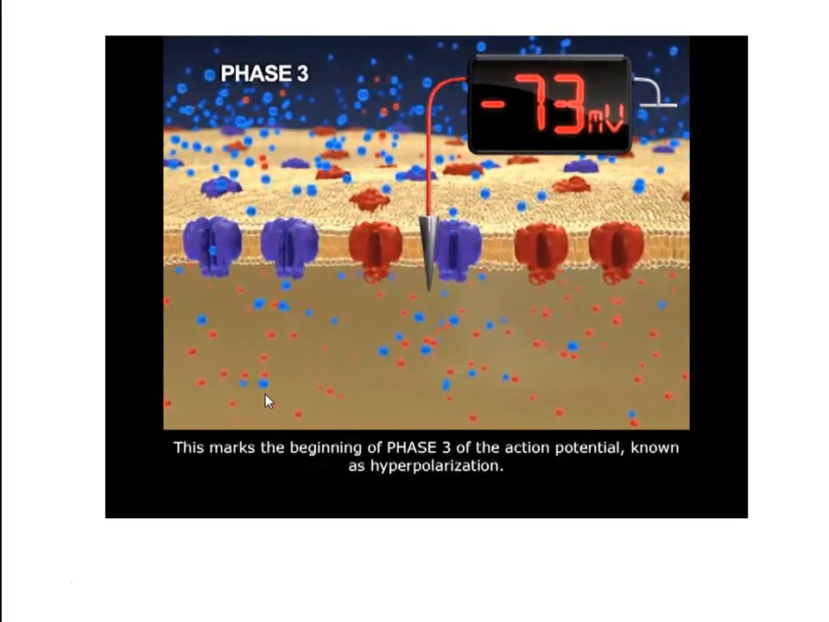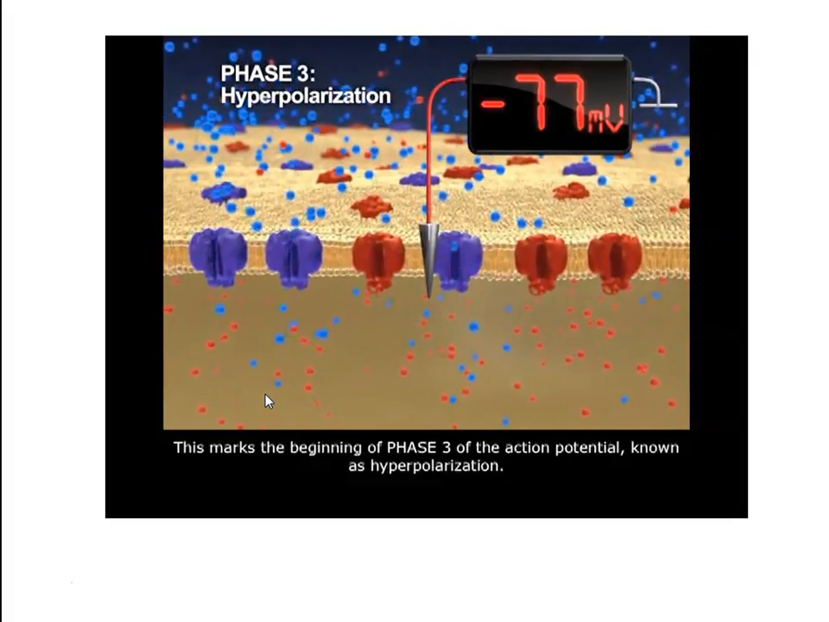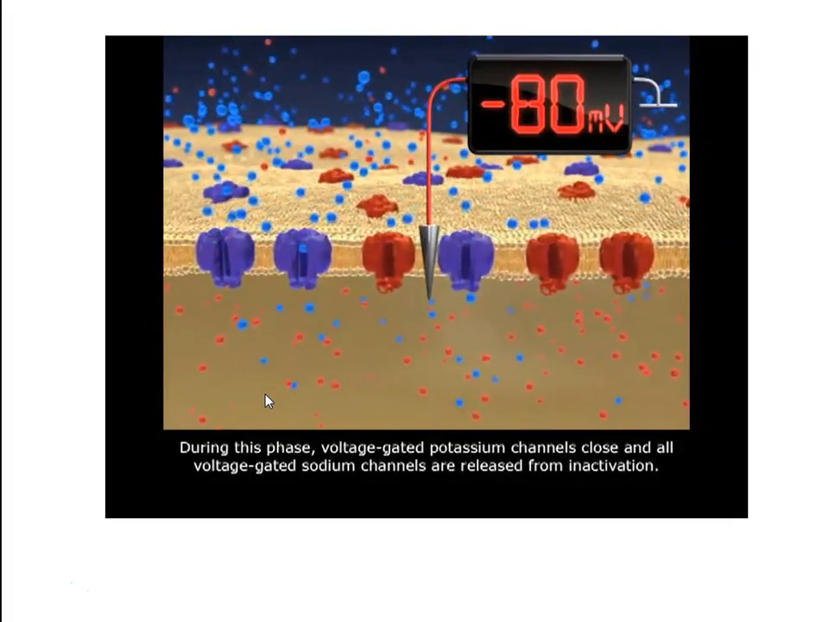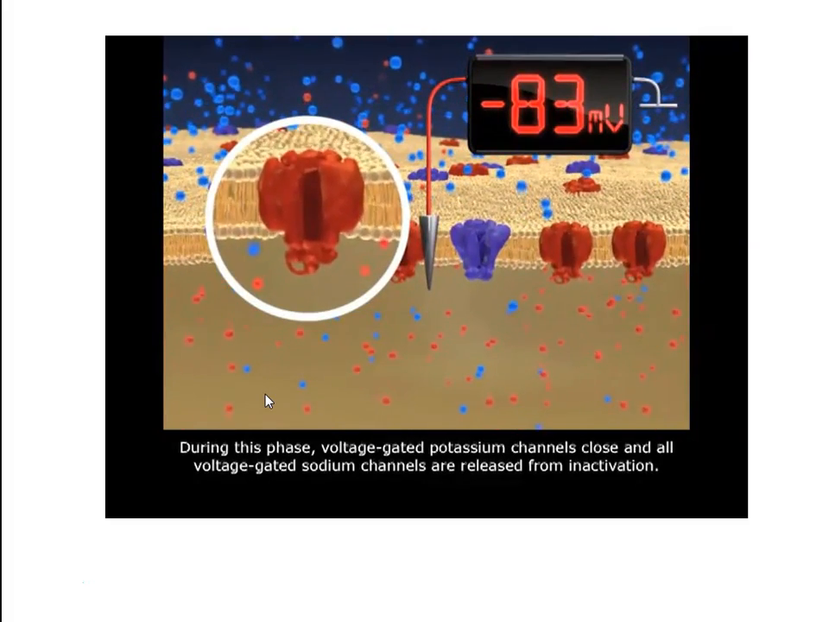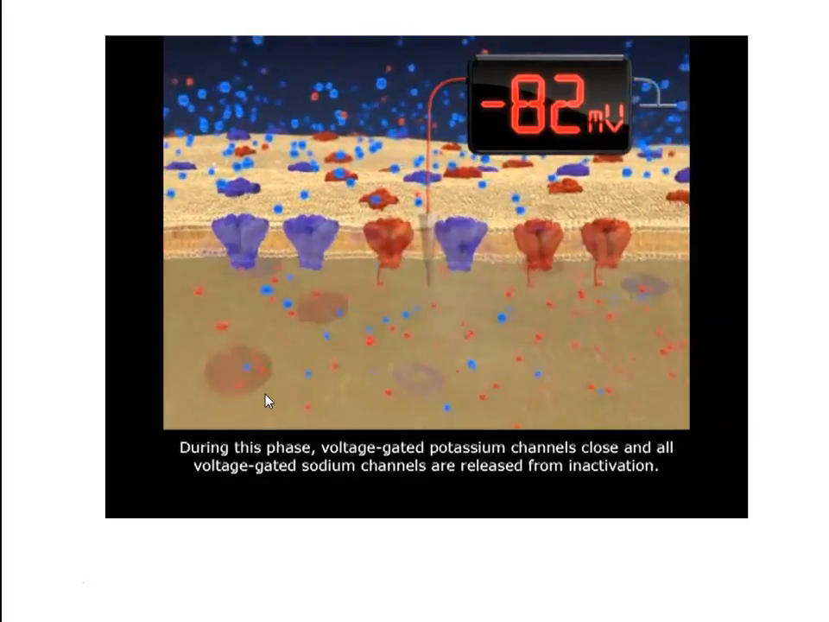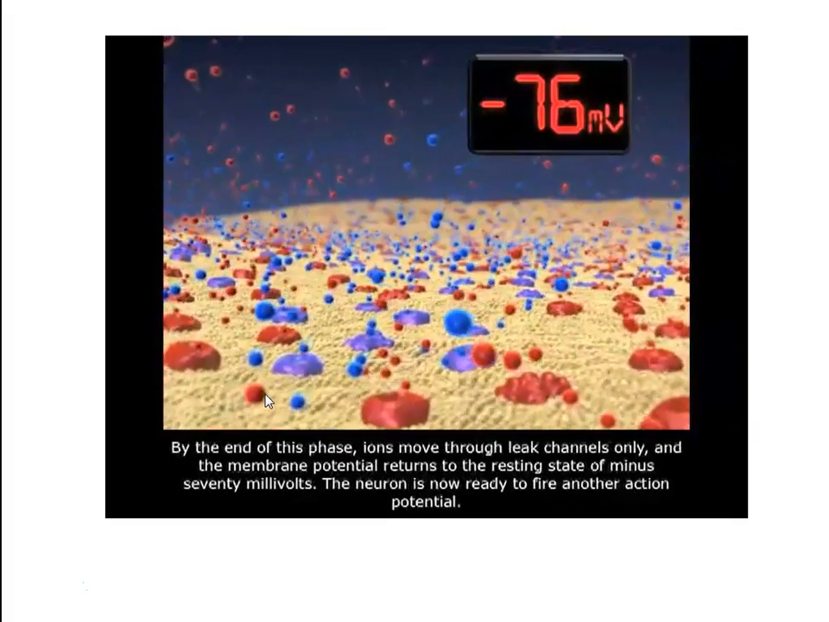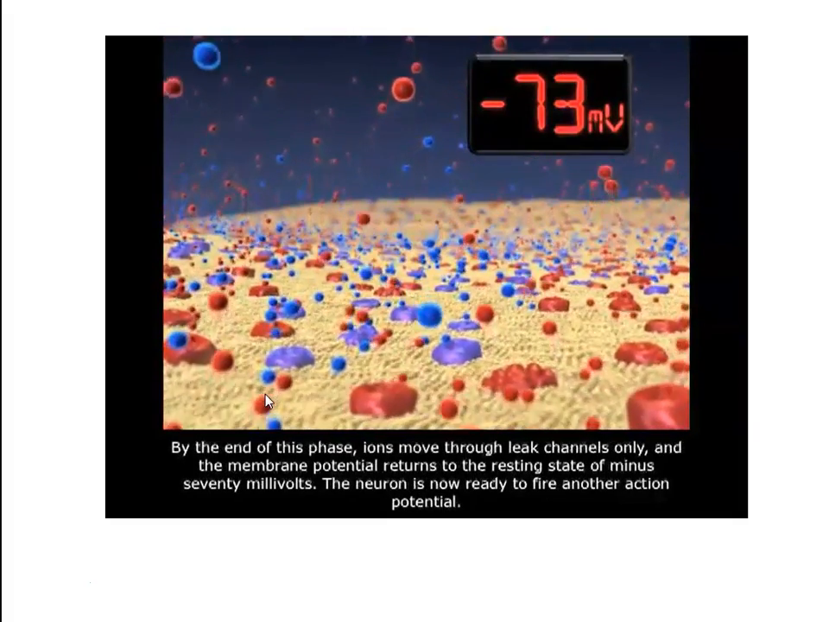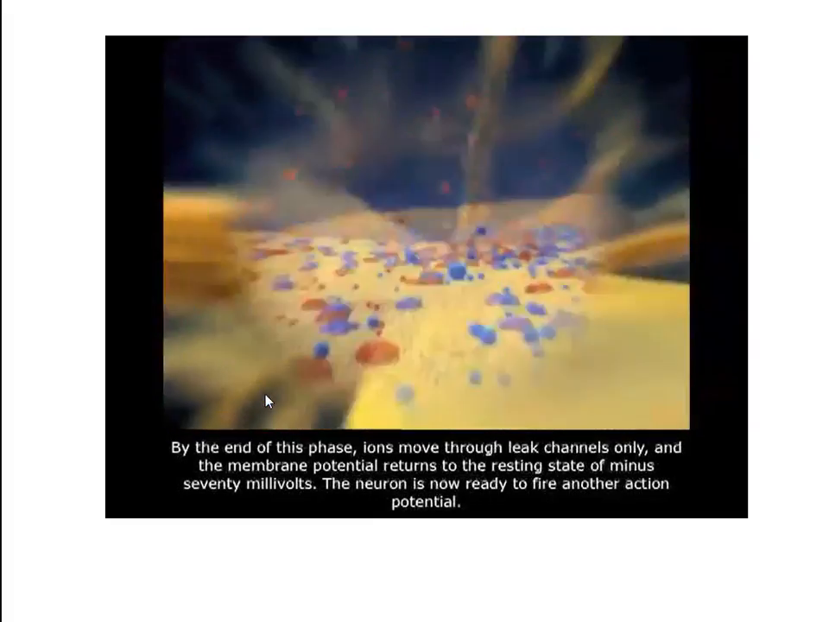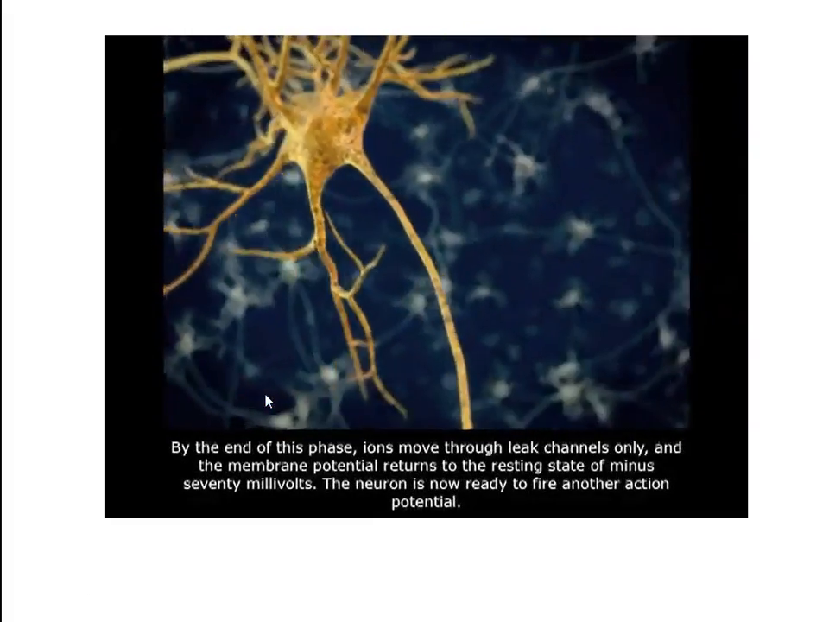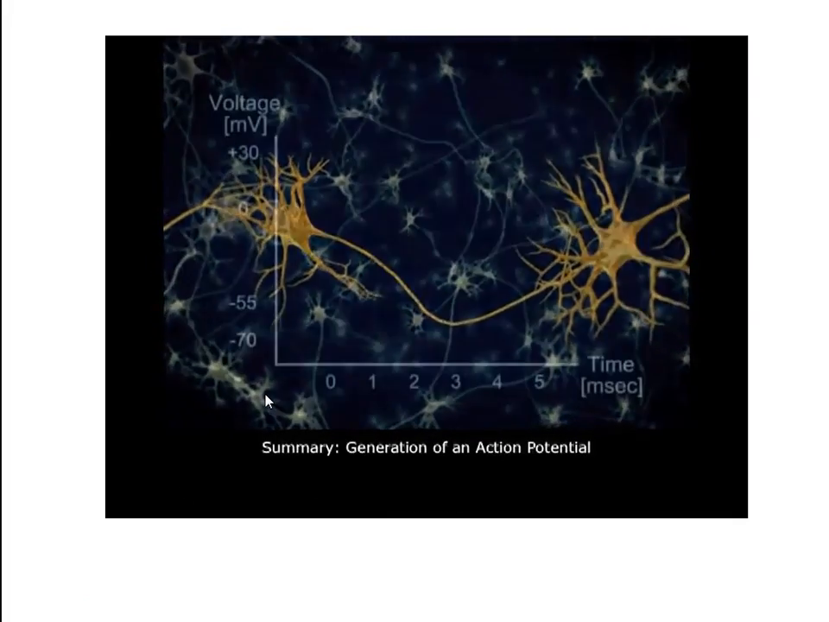This marks the beginning of phase 3 of the action potential, known as hyperpolarization. During this phase, voltage-gated potassium channels close and all voltage-gated sodium channels are released from inactivation. By the end of this phase, ions move through leak channels only and the membrane potential returns to the resting state of minus 70 millivolts. The neuron is now ready to fire another action potential.